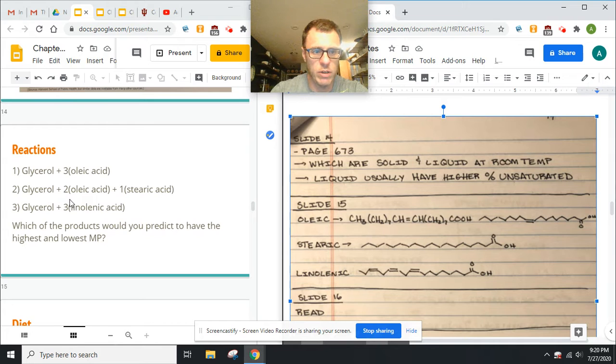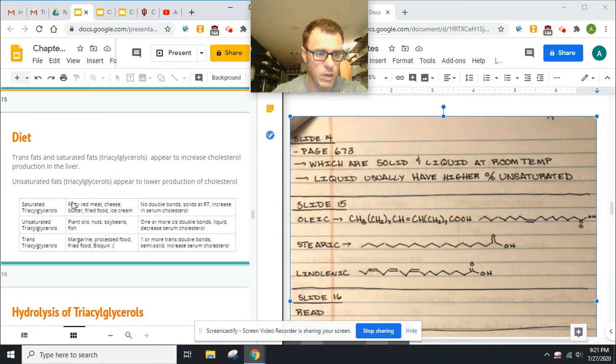So here, if we look at two oleic and one stearic, in compound number two, there's going to be two double bonds. And that's it, because oleic acid has a single double bond. So this is going to have the highest melting point. These three with oleic acid will then have the next, go down a little bit. And then linolenic has the most double bonds, so that will have the lowest.